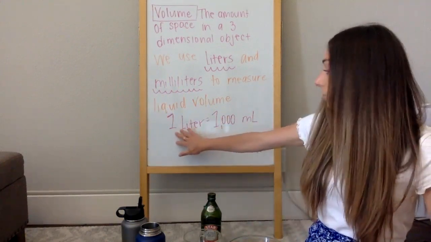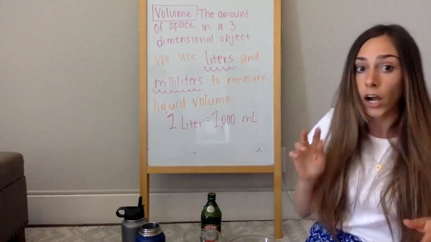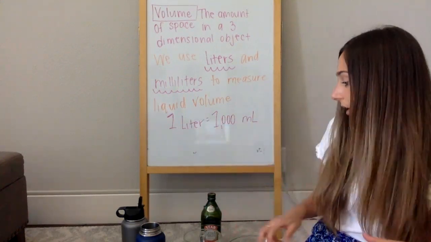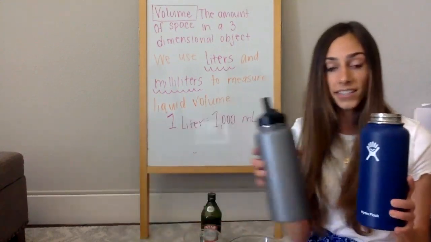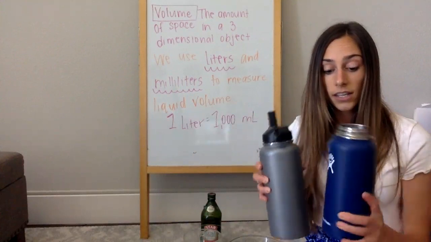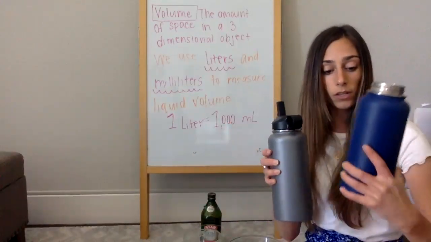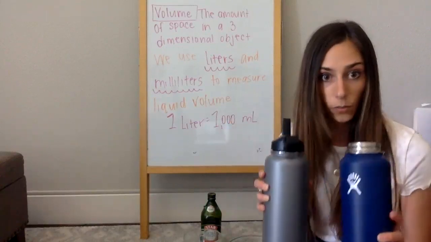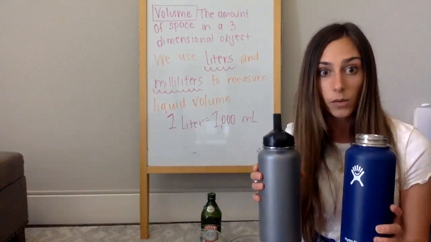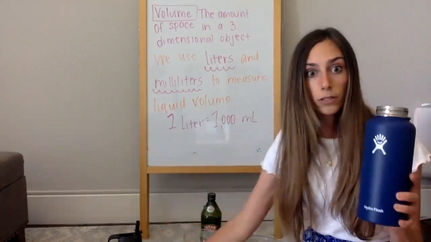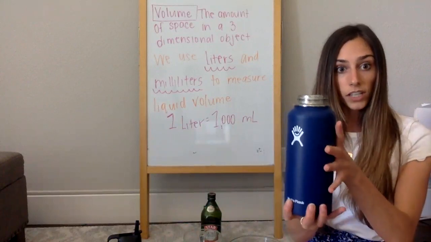So let's first start with 1 liter. I have some objects here that are 1 liter or really close to 1 liter. So if you look at these water bottles that I have, these Hydro Flasks, I have 2 of them, same size, okay? These are all about 1 liter. So they hold about 1 liter of liquid. Remember, when we're talking about liters and milliliters, we're always talking about liquid volume, okay? And this is filled all the way to the top. So this is 1 liter.